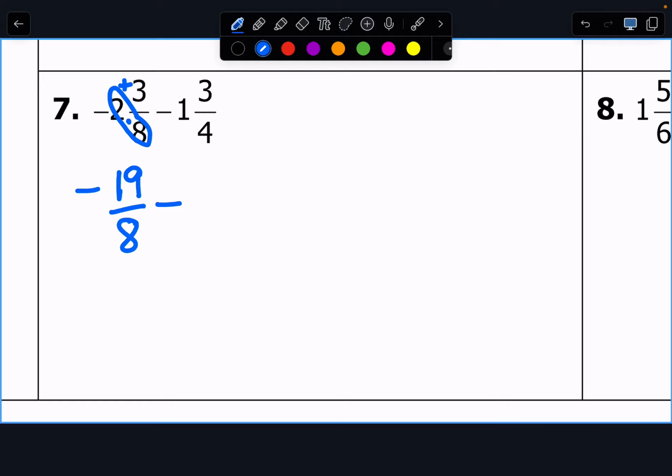Sophia F., tell me how to get to this improper fraction. We multiply 1 and 4, plus 3, which is 7. So we have 7/4. Okay, do we have common denominators? No, they are not the same number.